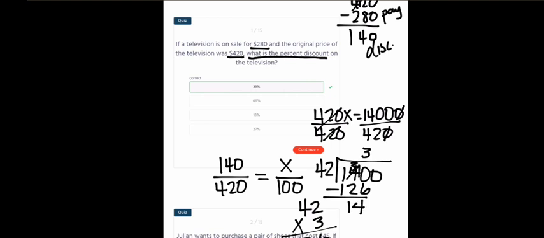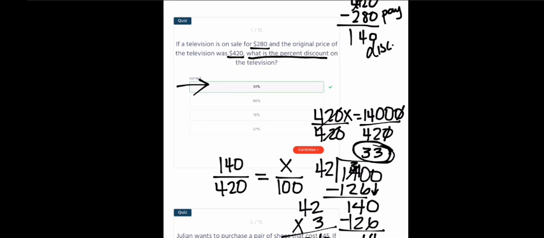10 minus 6 is 4. 3 minus 2 is 1. And I bring down a 0. 42 goes into 140. Well, we already did that. It's 3 minus 126, and that was 14. I could keep going and do the decimal, but I see already that this matches this answer here, so I can stop. So my answer is 33%.